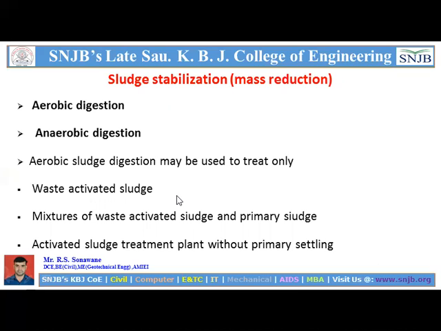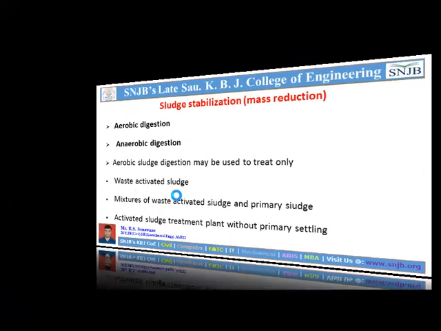So in particular, for mass reduction we require aerobic digestion or anaerobic digestion. If we consider aerobic sludge digestion, it may be used to treat only the waste activated sludge, a mix of waste activated sludge and primary sludge, or an activated sludge treatment plant without primary settling.